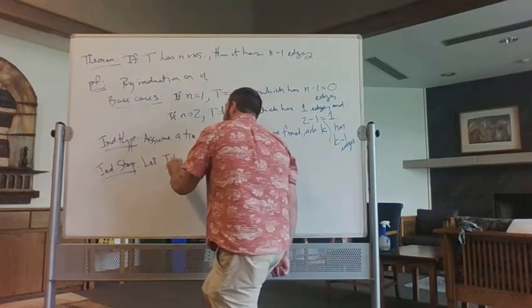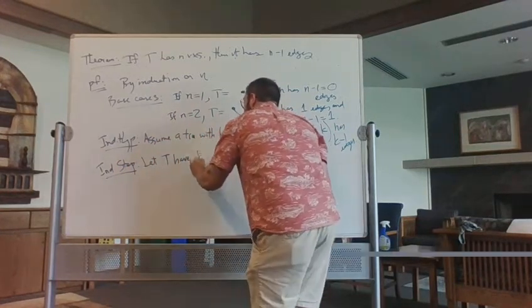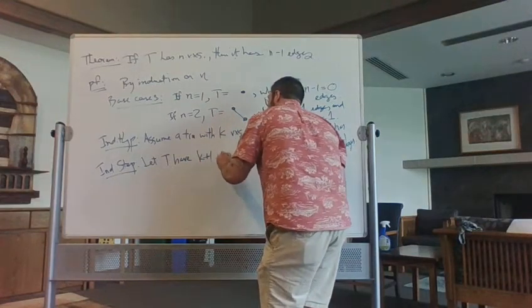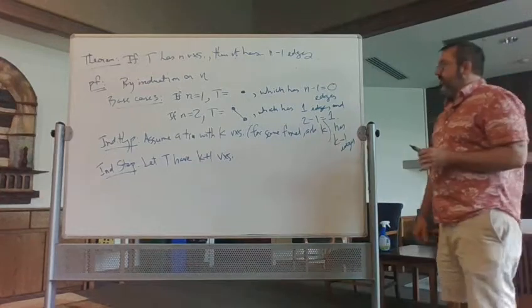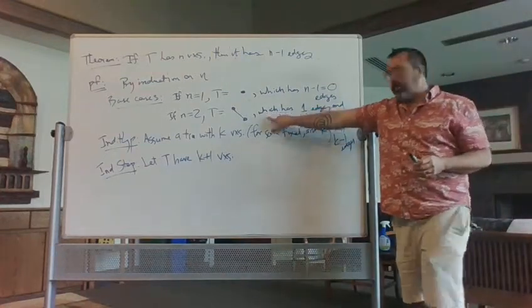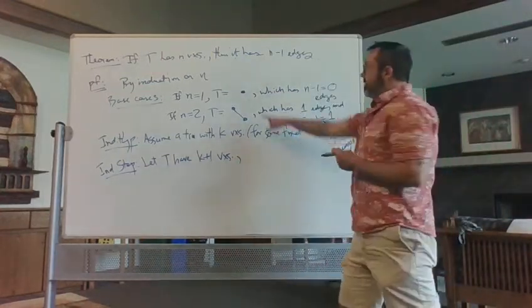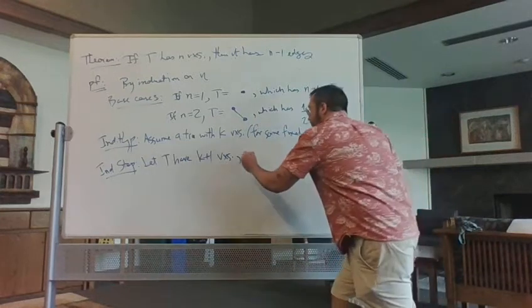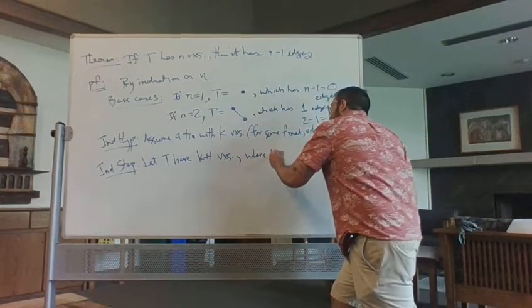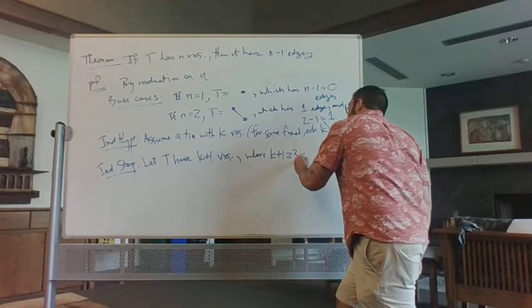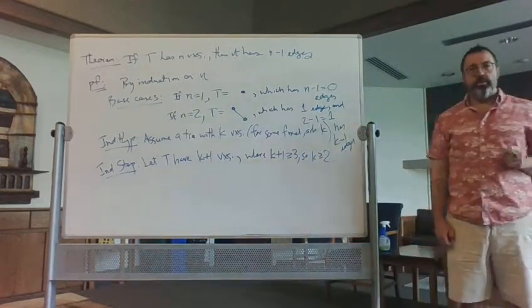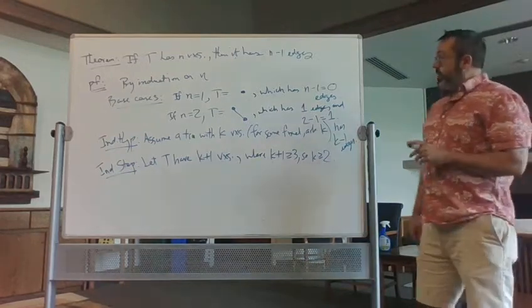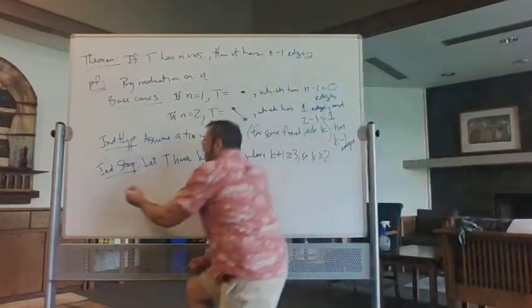Let T have k plus 1 vertices. And let's assume we can assume that k plus 1 is at least 3 because we've handled all the other cases. We've handled smaller cases where k plus 1 is at least 3, so k is at least 2 if you take 1 vertex away.